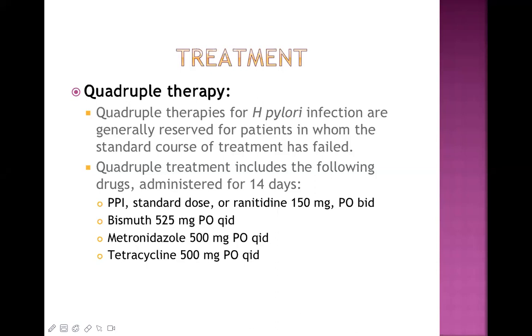So these are the 4 drugs: PPI or ranitidine 1, bismuth 2, metronidazole 3, tetracycline 4. They are given for 14 days. So this is called quadruple therapy. So you have to repeat this many times, because these are absolutely important things you should remember.